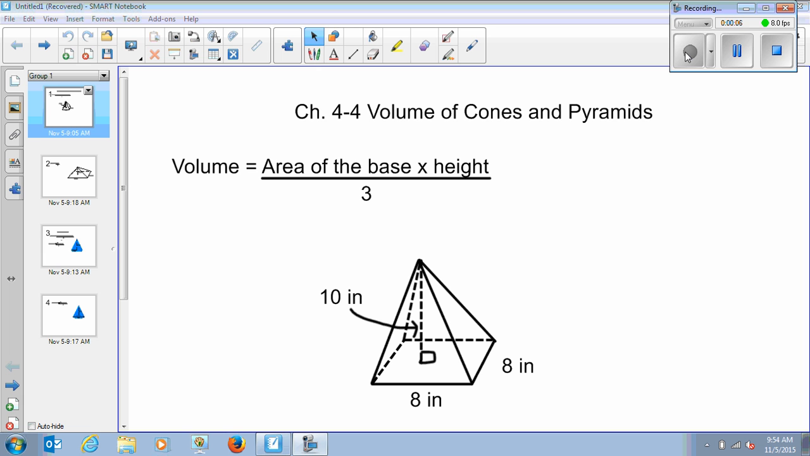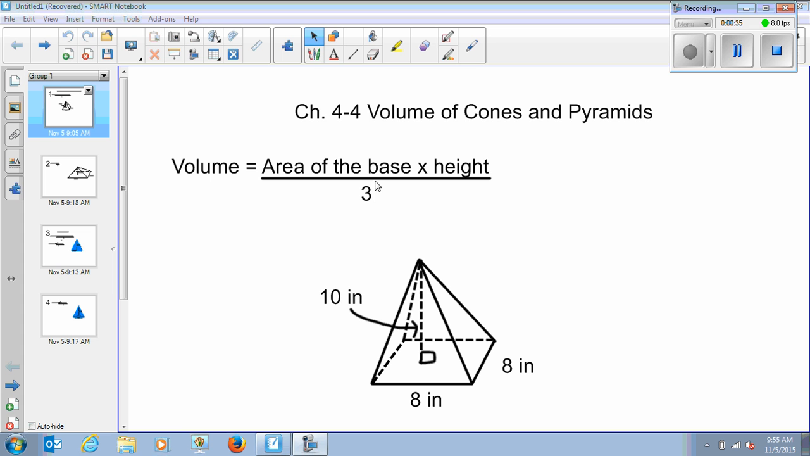Today we are going over Chapter 4-4, which as you can see here is the volume of cones and pyramids. We're going to be trying to find the volume of these cones and pyramids today, and actually I think that you'll find that it's not too difficult. The formula for volume of pyramids and cones is going to be the same for both. The volume equals the area of the base times the height divided by 3.